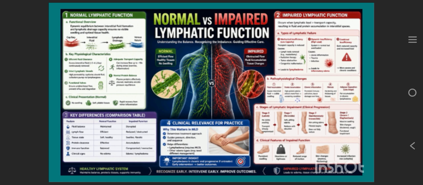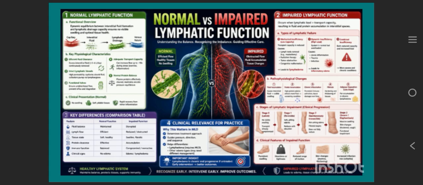The second type of lymphatic failure is dynamic insufficiency, that is high load. The system is not abnormal but overloaded. What are the causes of dynamic insufficiency? Firstly, acute inflammation, secondly, trauma, and thirdly, infection. These 3 are the causes of dynamic insufficiency that lead to inflammatory edema.